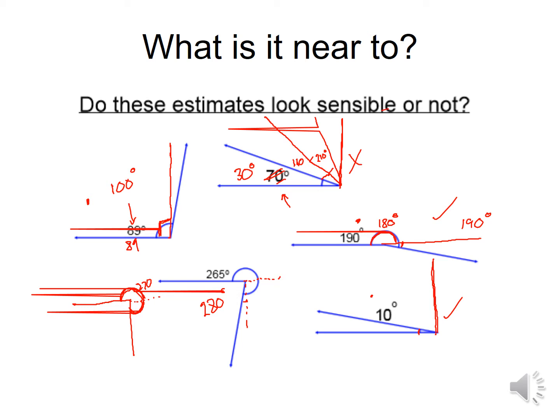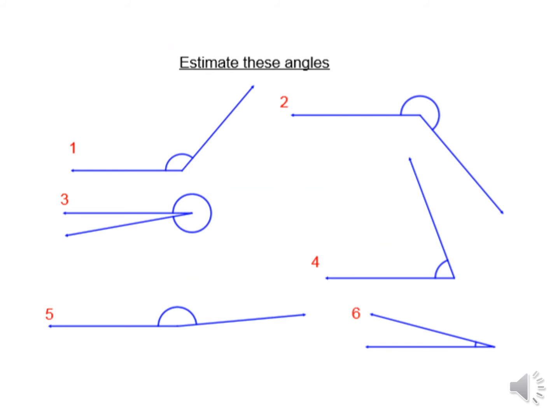So basically with all of these, we're trying to see what it is near to. So ones that we know: 90, we know 180, we know 270, and we know 360. So we're trying to see what it is close to, and then compare it. Is it bigger than that? Is it smaller than that? Is it about half? All these kinds of things are things that we can use.